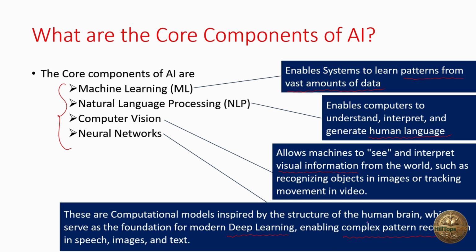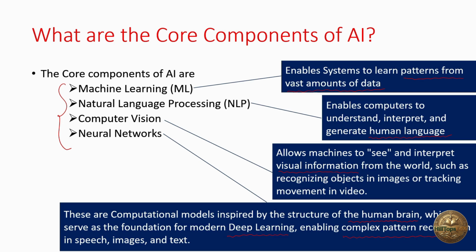We can also say neural networks are connected to the human brain, because the concept of neural networks is inspired by the functioning of a human brain. So these are the important keywords: human brain, deep learning, and complex pattern recognition. These are the important keywords with respect to neural networks.